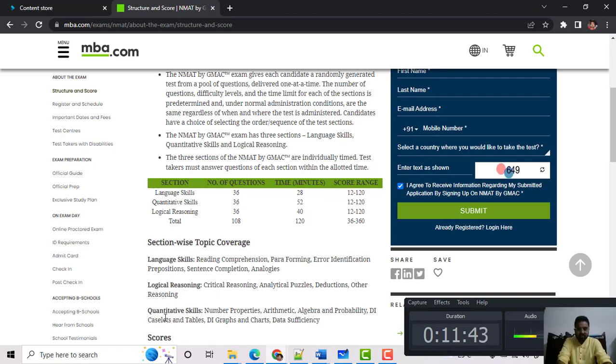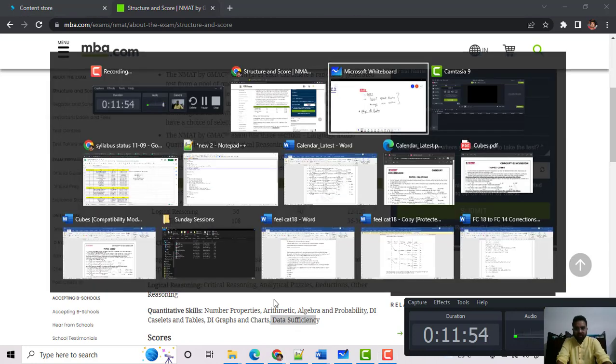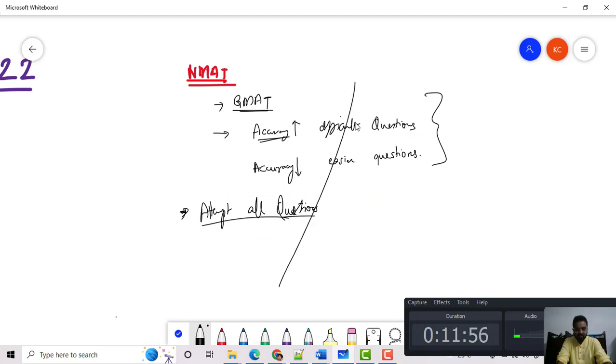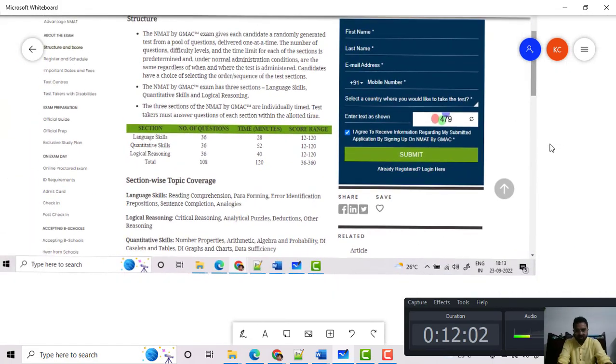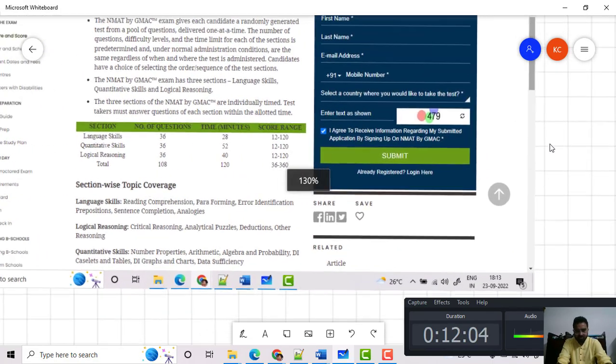So DI bhi isme aayega, tables bhi isme aayega, graphs, everything, even data sufficiency will come here. So that is the kind of syllabus they have. Now thing is, okay, अब ये सारे टॉपिक हम लोग के क्लास में हो चुके हैं.